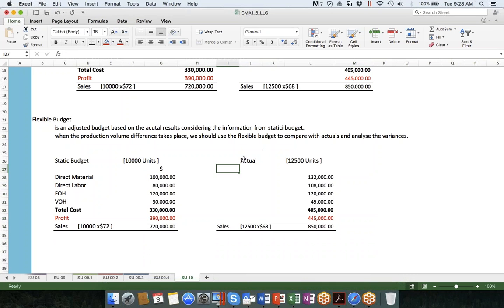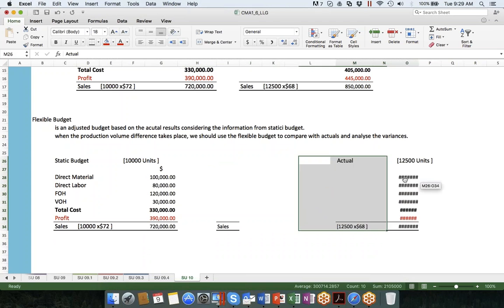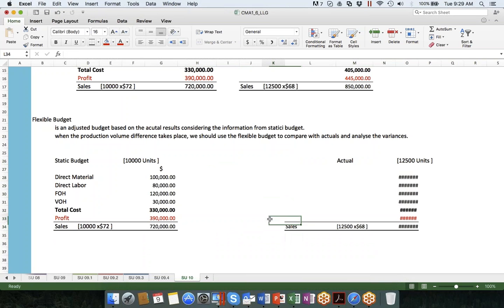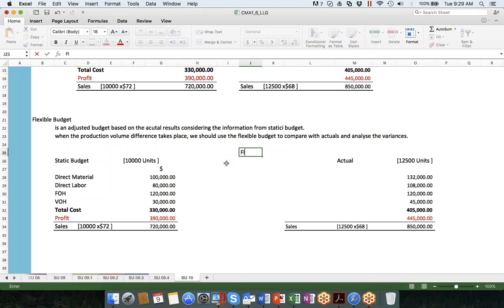This is a static budget, this is the actual result. So let us move here. You have a sale of this much, and let us have the flexible budget. And this is the actual results. I'll just move this here.